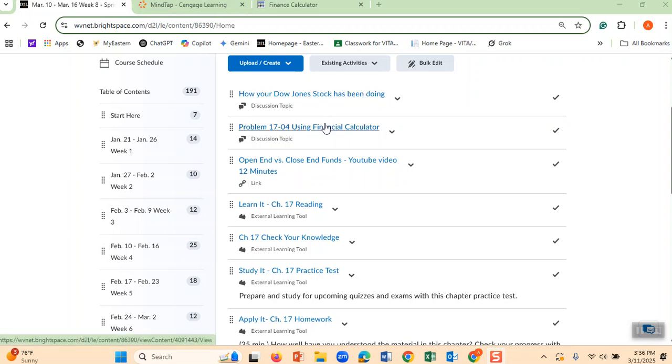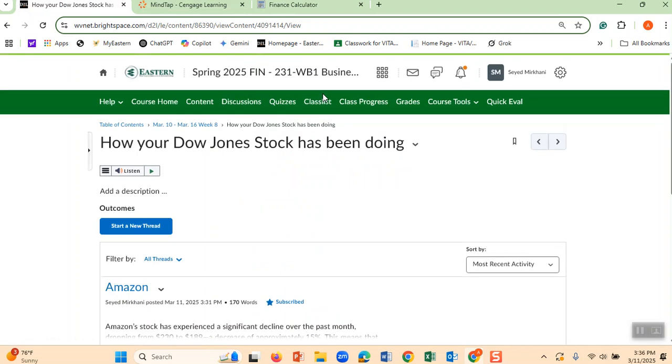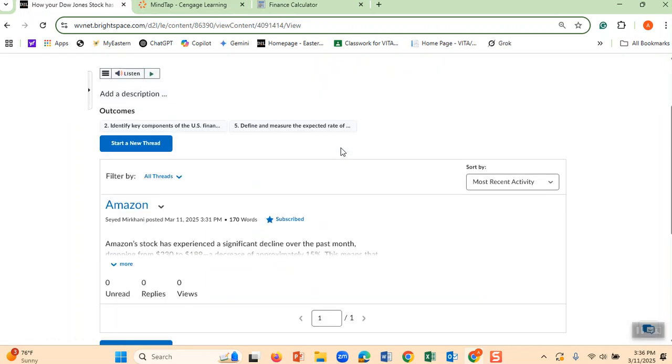Two discussion boards. One of them is a discussion board regarding how our stocks have been doing. In the past several days, the stock market has been dropping significantly. One of the main reasons is a trade war that the United States has started with China, Mexico, and Canada. Donald Trump, the president, is saying that he has put some conditions.